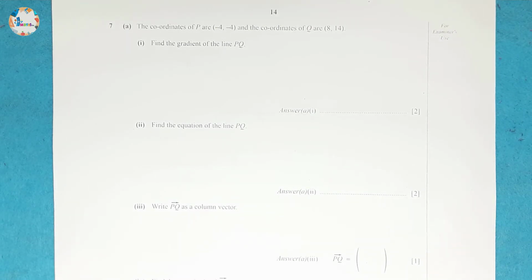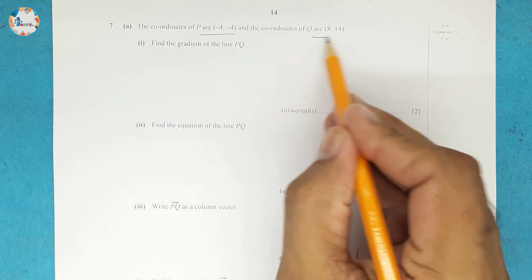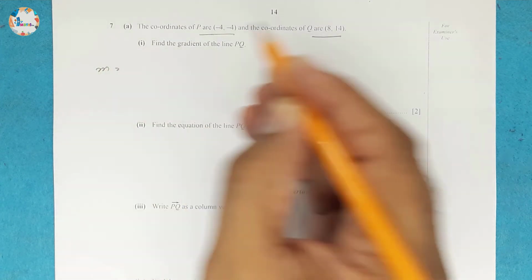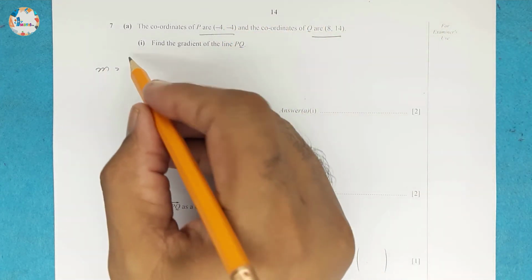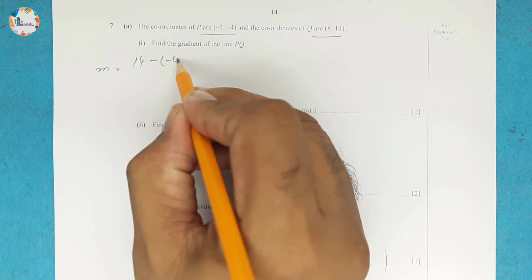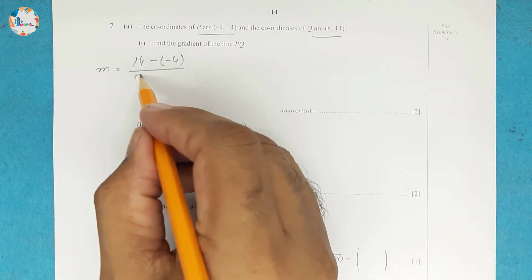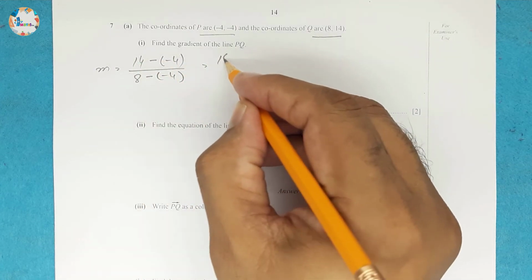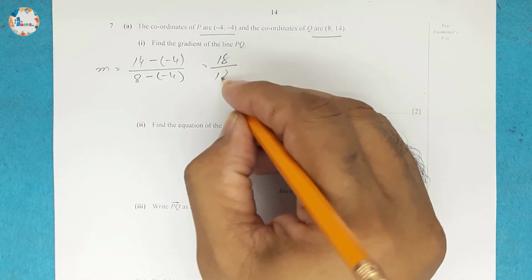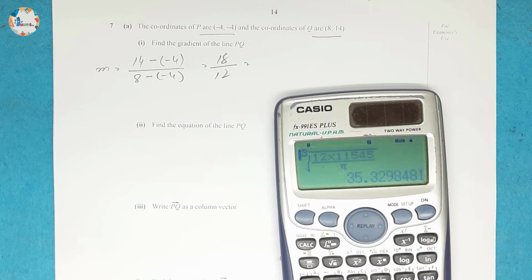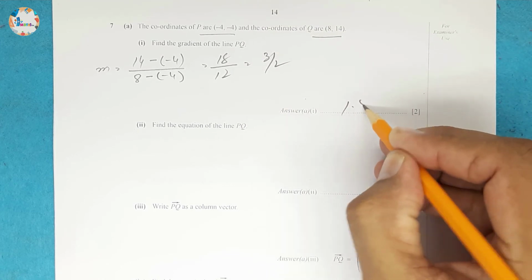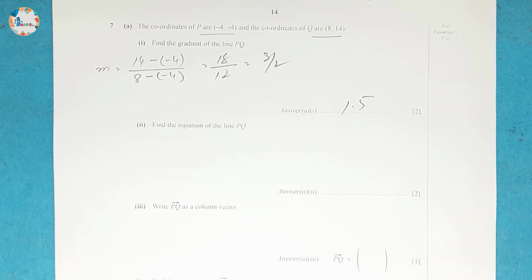Question number 7. The coordinates of P and Q are given. Find the gradient of line PQ. So gradient will be equal to y2 minus y1 over x2 minus x1. So 14 minus minus 4 over 8 minus minus 4. This will be equal to 14 plus 4, which is 18, divided by 12, which is equal to 3 by 2. So we can write here 3 over 2 or 1.5, both can be our answer.